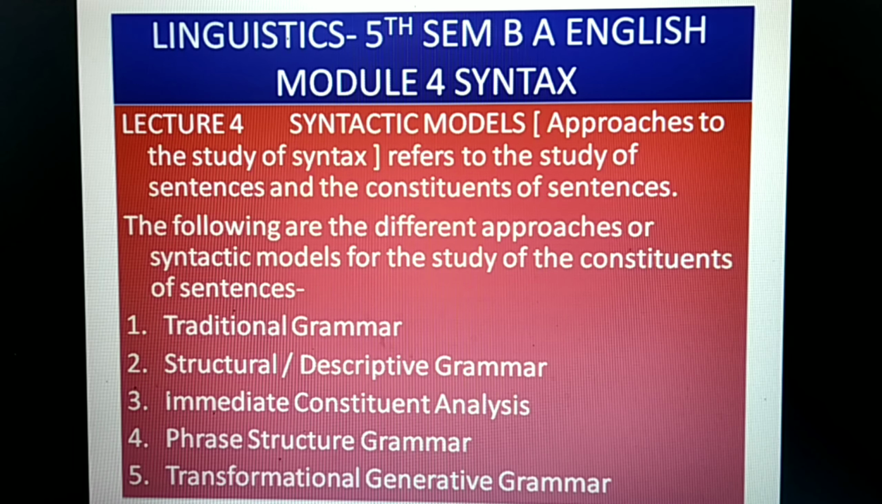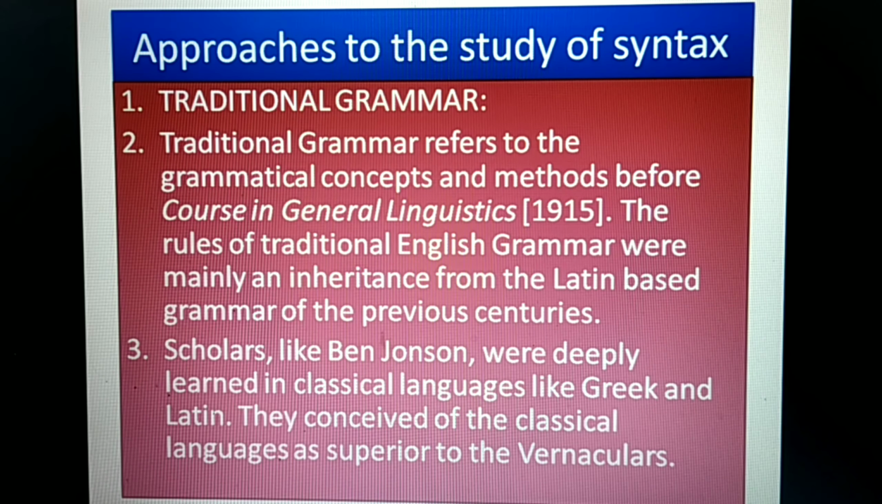ideas about correctness in language coming from the 18th century grammar of English, and ideas about the history of language deriving from the 19th century emphasis on comparative philology. In fact, it's a very vast area for discussion, but let us just discuss the most significant concepts in traditional grammar. Traditional grammar refers to the grammatical concepts and methods before Course in General Linguistics, 1915.